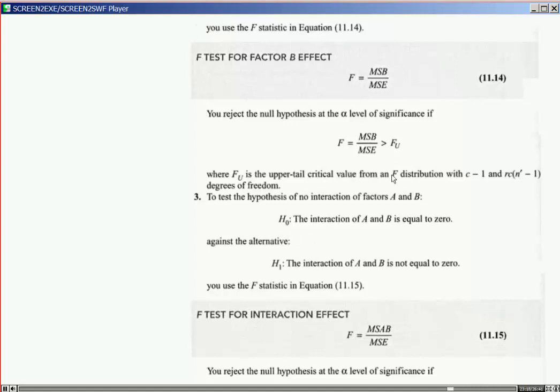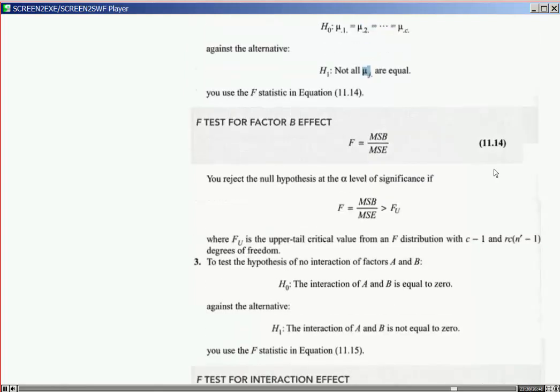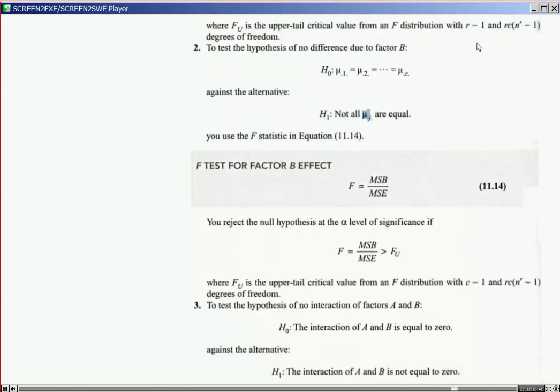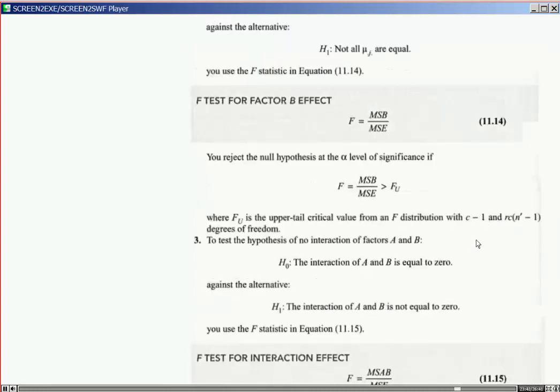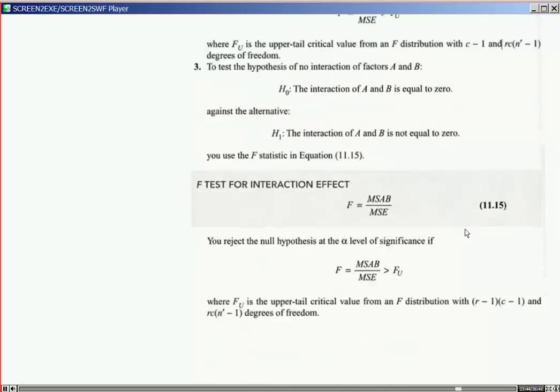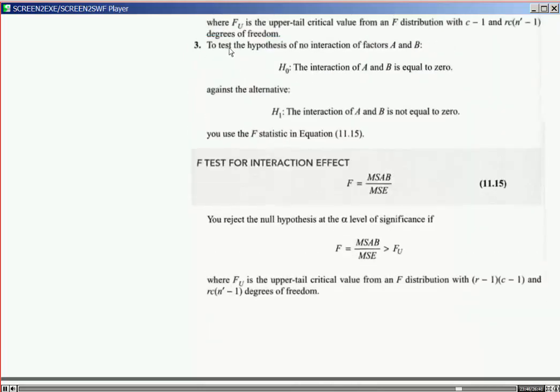Critical value from an F distribution with C minus 1 and RC times n prime minus 1 degrees of freedom, the same degrees of freedom as for factor A. Well, not exactly the same. For the denominator, same degrees of freedom. Different for the numerator in the table.